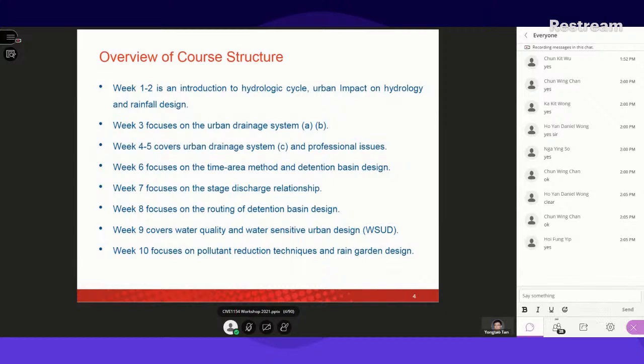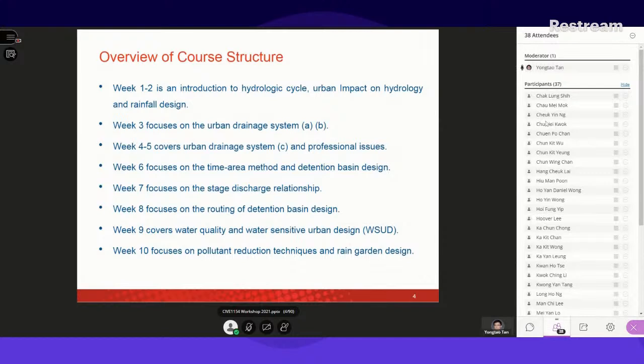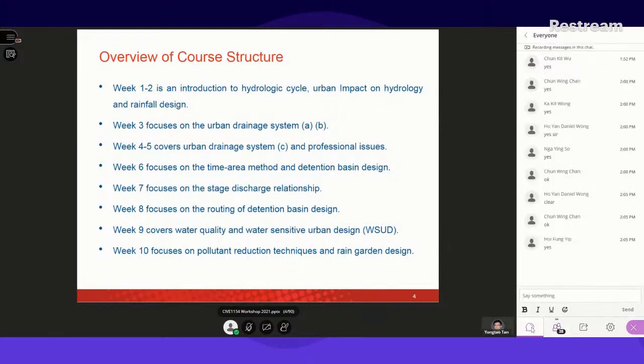Showing the overall structure of this course. From week 1 to week 10. Week 1 and week 2, we'll introduce the hydraulic cycle. What is the hydraulic cycle? And also the urban impact on hydrology and the rainfall design.